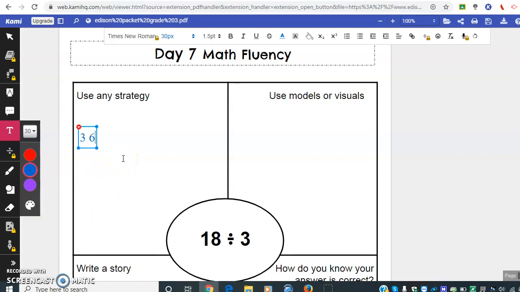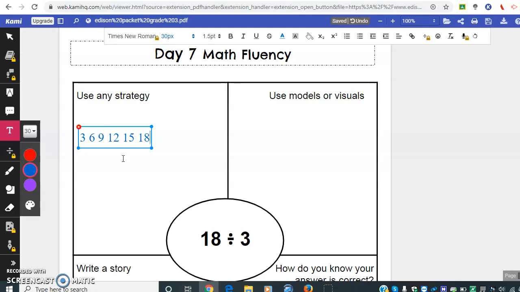3, 6, 9, 12, 15, 18. Again, I'm singing that song in my head. 3, 6, 9, 12, 15, 18. And I'm sure you're singing the rest of the song in your head now.